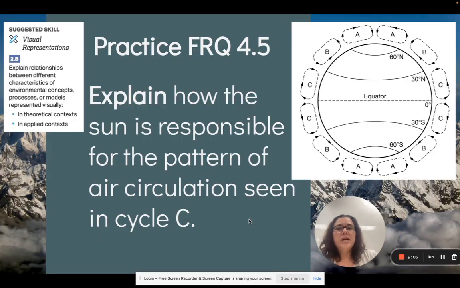All right, so your job with this FRQ you do have to write is I want you to think about how the sun is responsible for just the pattern of circulation that you see at sea. So just that Hadley cell that we see between the equator and the 30-degree south mark.